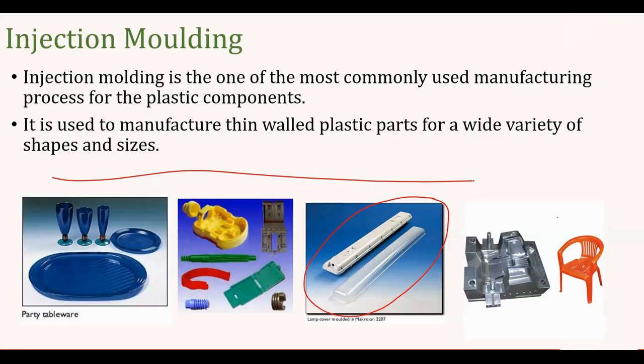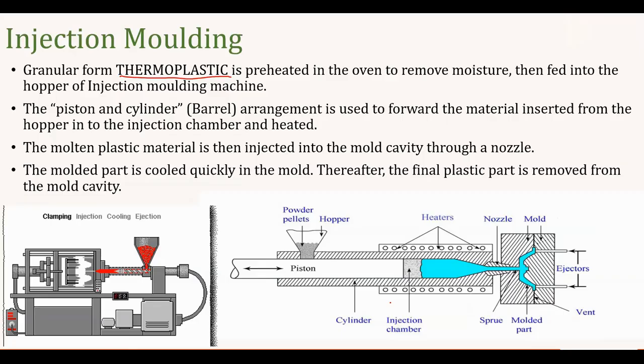Most of these parts are made using injection molding, and very interestingly, our plastic chairs are also made by this process. And you can see this one, this is a lamp cover. In street lights you can see such a component, which is used to cover your LED light or tube light. Mostly it is transparent, and also very thin, right? Such materials can be processed using the injection molding process.